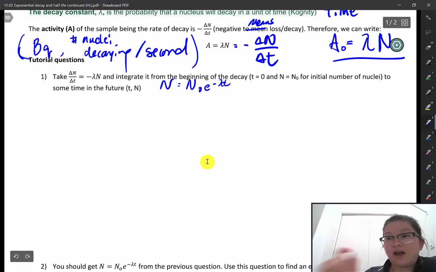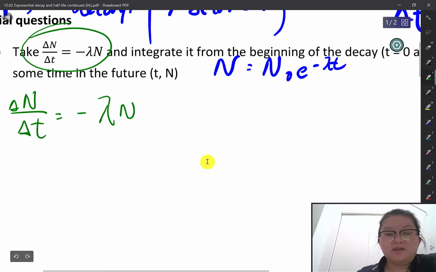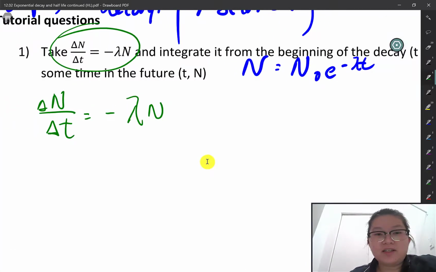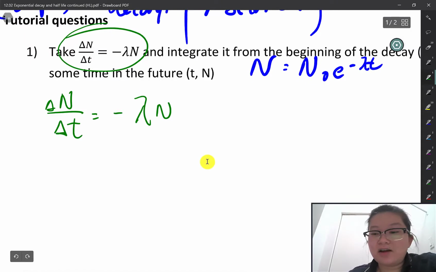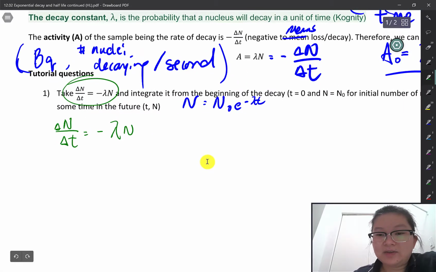Okay, so how to show that, we will start off with this guy over here. The question gives us some instructions on how to do that. We're going to integrate it from the beginning of the decay, so when t is equal to 0, and this is when the initial number of radioactive nuclei is N naught, or think of it as the initial.